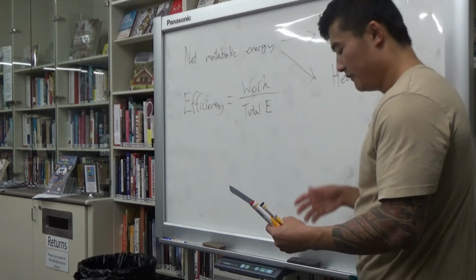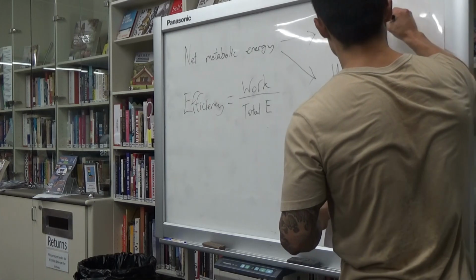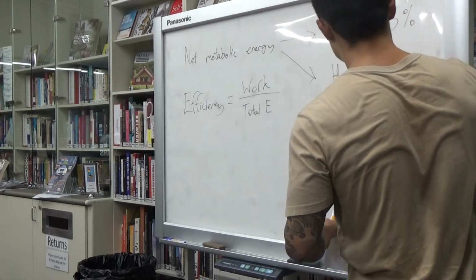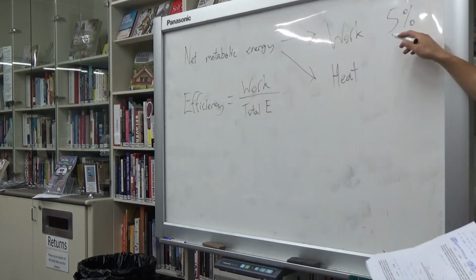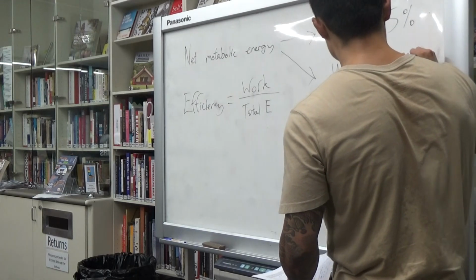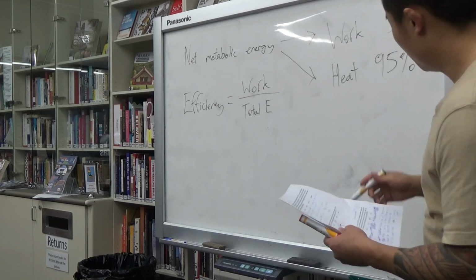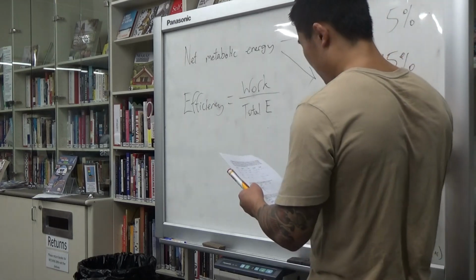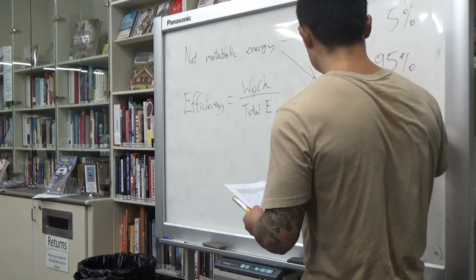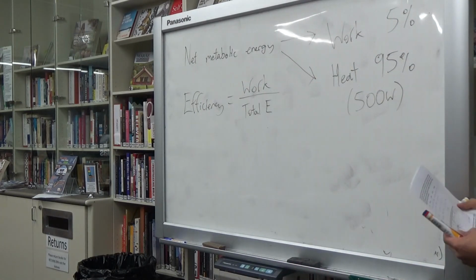Okay, so we're told that her efficiency is 5%. So that means she's 5% of her energy is turning into work, and that means that 95% of her energy is turning into heat. Okay? So we're told that this heat is 500 watts, right? So she's producing heat at a rate of 500 watts.